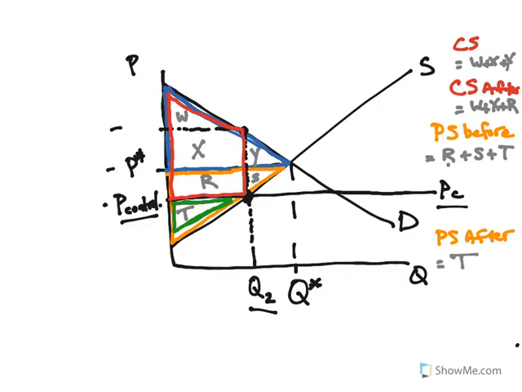So before, R, S, and T were all part of producer surplus. T is all that remains. So what happened to R and S? Well, R, that's now part of consumer surplus. This area here represents the welfare that was reallocated to buyers away from sellers as a result of this price ceiling. And, well, what happened to S?